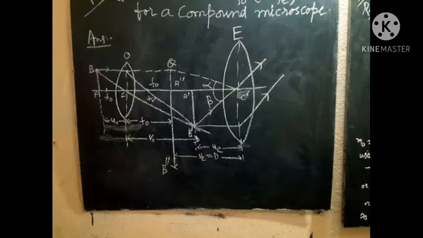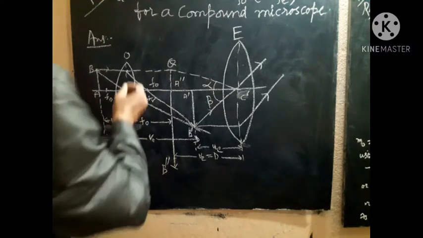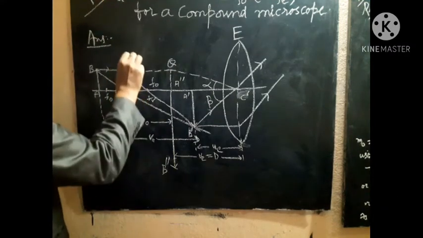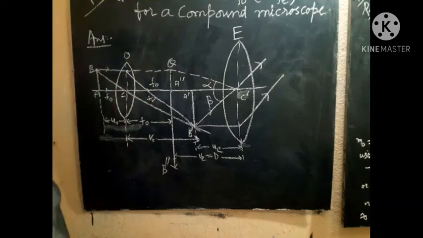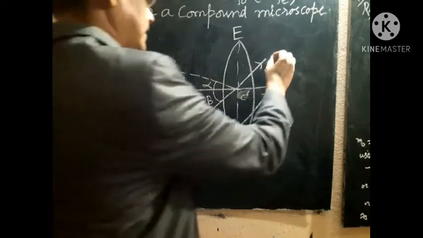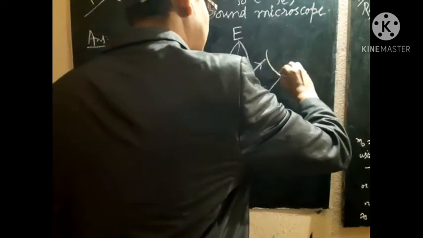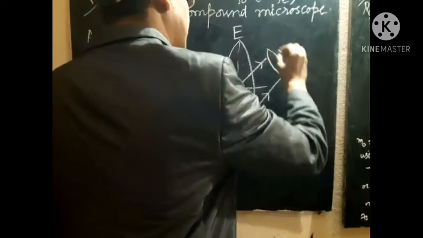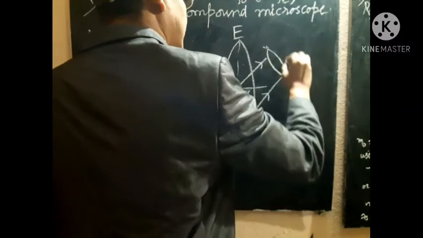In case of compound microscope you are taking two convex lenses. One lens is the objective lens and another lens is the eyepiece lens. Here I have written O. It means that is the objective lens, and this is the eyepiece lens. Try to understand all the things which are given here.